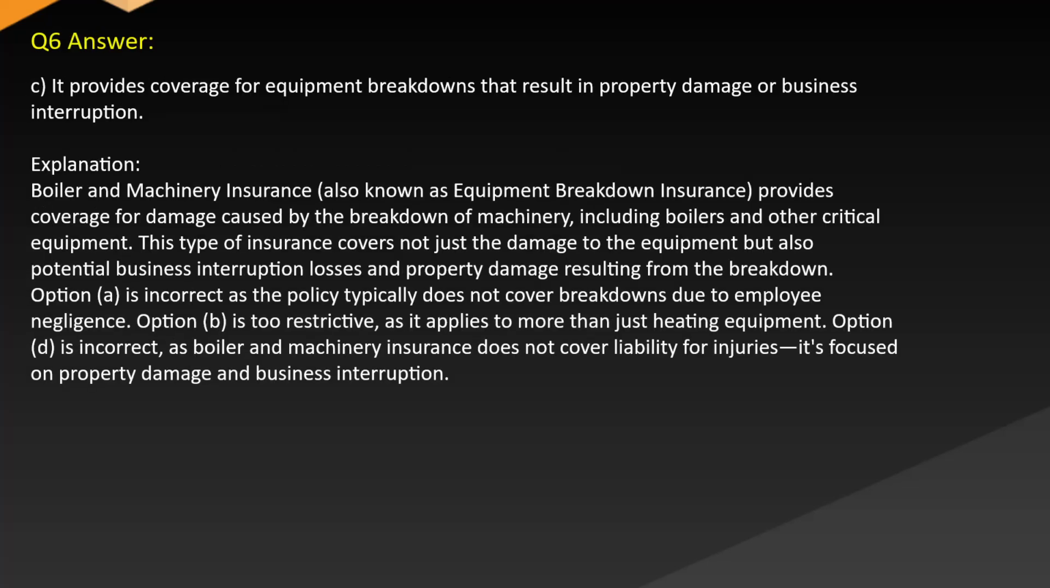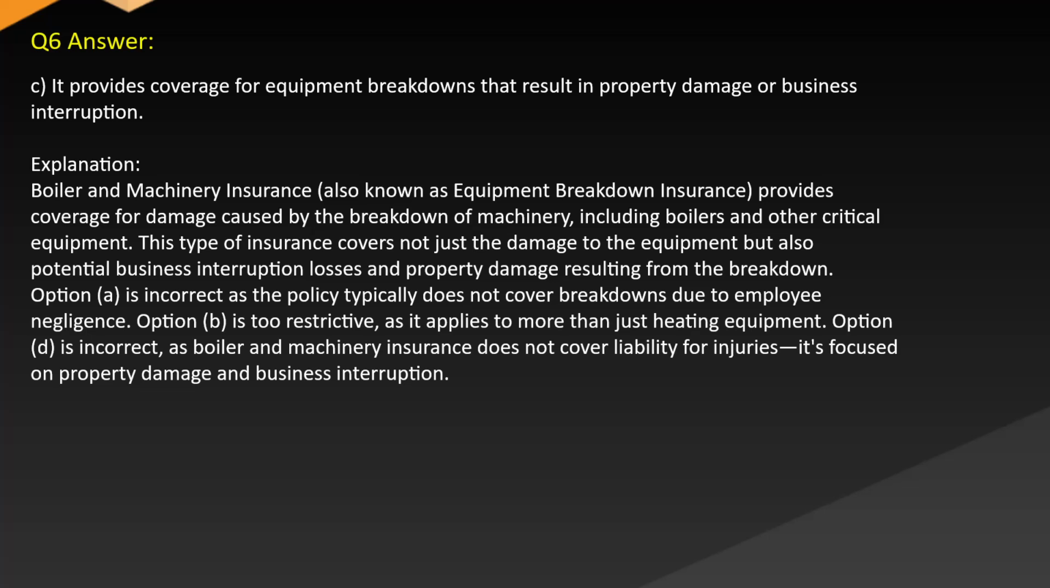Answer: C. It provides coverage for equipment breakdowns that result in property damage or business interruption. Explanation: Boiler and machinery insurance, also known as equipment breakdown insurance, provides coverage for damage caused by the breakdown of machinery, including boilers and other critical equipment. This type of insurance covers not just the damage to the equipment, but also potential business interruption losses and property damage resulting from the breakdown.